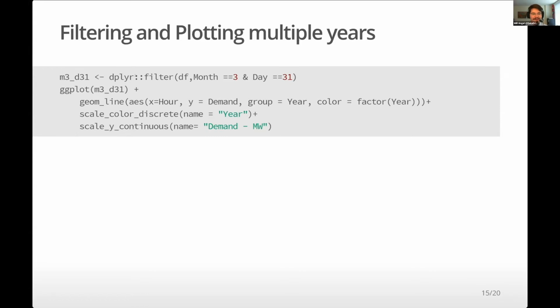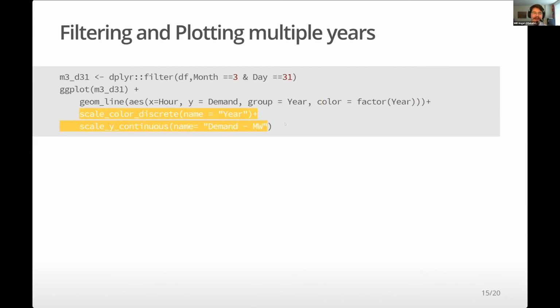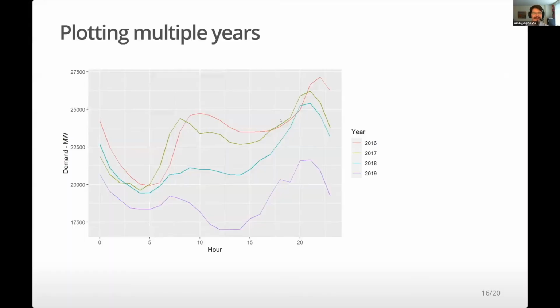We're going to do the same thing. I'm going to filter using dplyr to only get observations that have a month of 3 and day of 31. So that should be the 31st of March for every year in our data set. And then we're going to plot it with ggplot. Here we're going to add the line geom. If we add group year and color factor year, we'll be able to split them by year and have a different color for each. I'm also adding some formatting for the chart. Let's see what it looks like. So that's plotting multiple years.